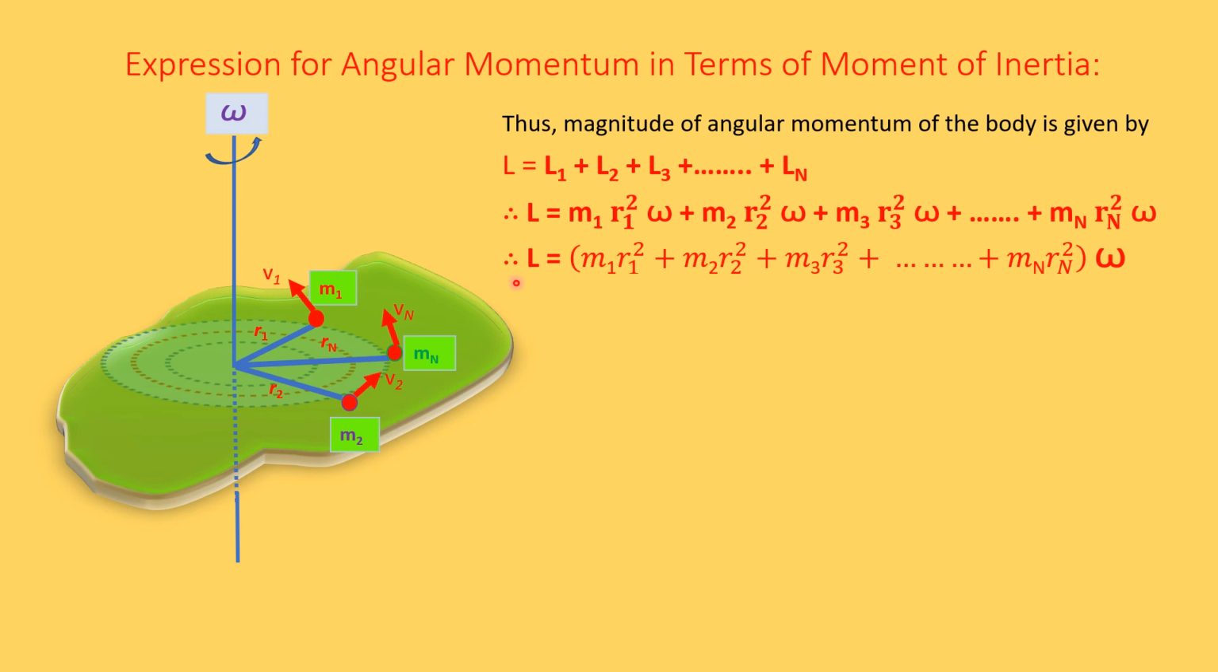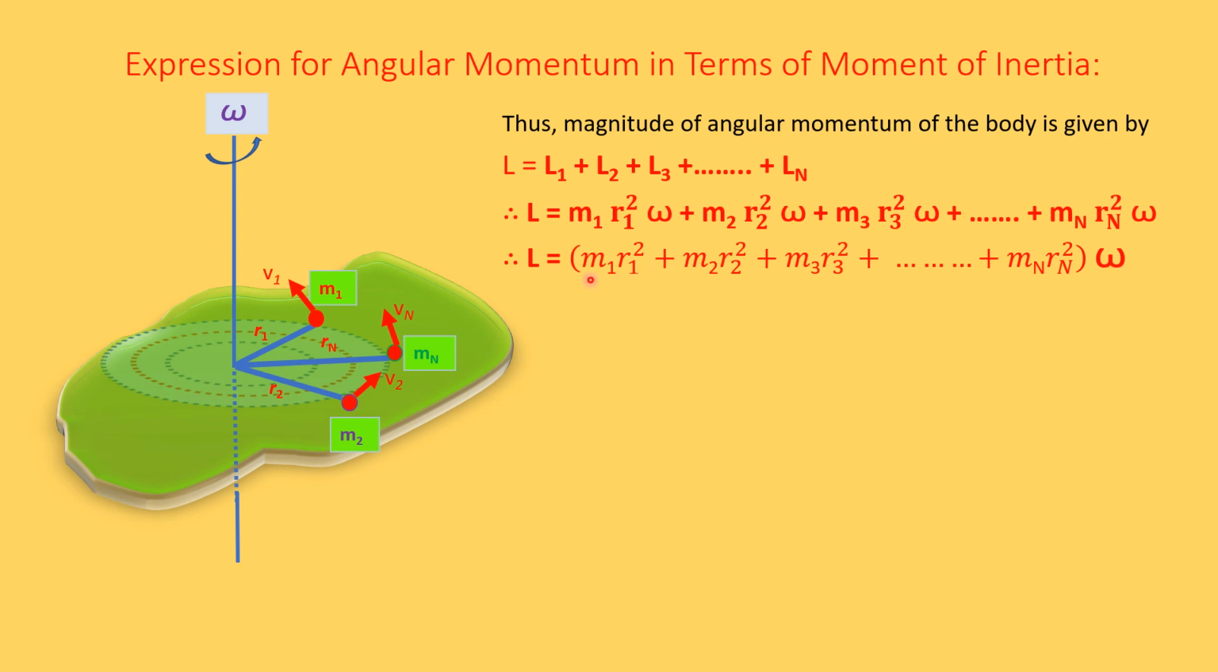Now we take the common factor omega out of the bracket, and we can write the angular momentum of a rigid body as L is equal to the bracket m1 r1 square plus m2 r2 square plus m3 r3 square plus and so on up to mn rn square, multiplied with this common factor omega.